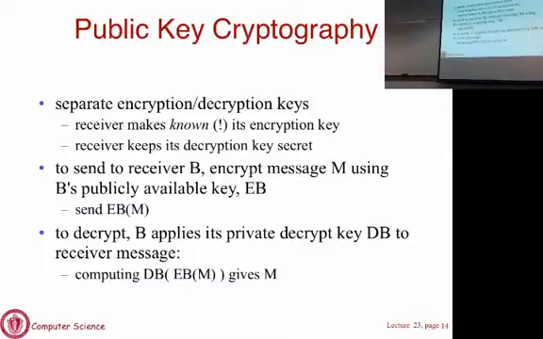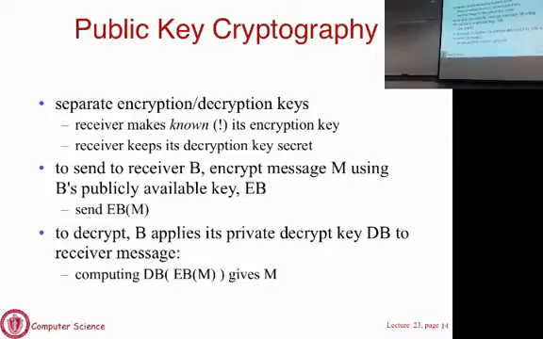So basically, the receiver makes known its encryption key, which is referred to as the public key. The receiver keeps the decryption key, or the private key, secret. To send a message to someone, you get their public key, which is known. You take your text and you encrypt it with the public key.